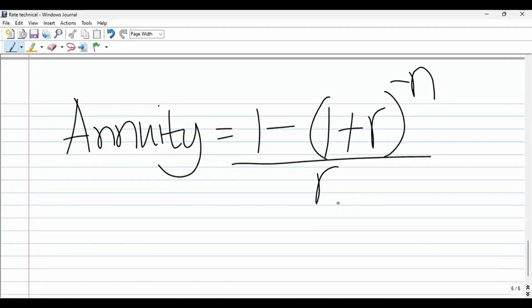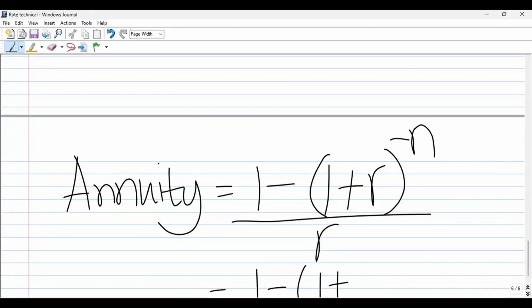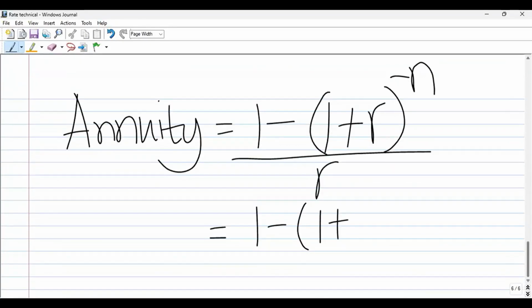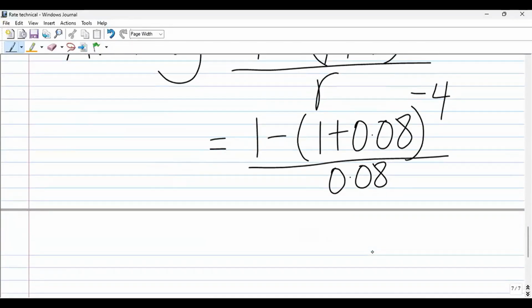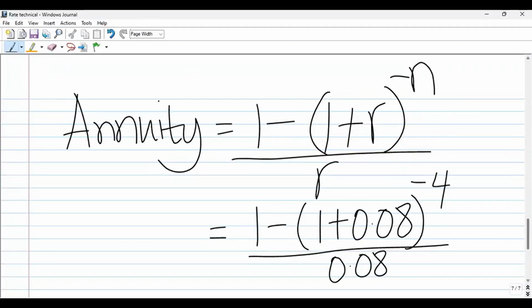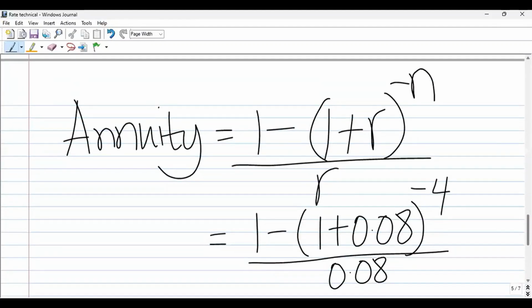In other words, in this particular number, we have 1 minus 1 plus your R. Your R is 0.08, to power negative 4, because we have 4 years, the number of years are 4. Over R is 0.08. So let's first compute this and we see. I don't want us to start by using the table directly, the table given to you in financial management, because when they brought these numbers here, they did not give you a table. So meaning the examiner expected you to know the formula.